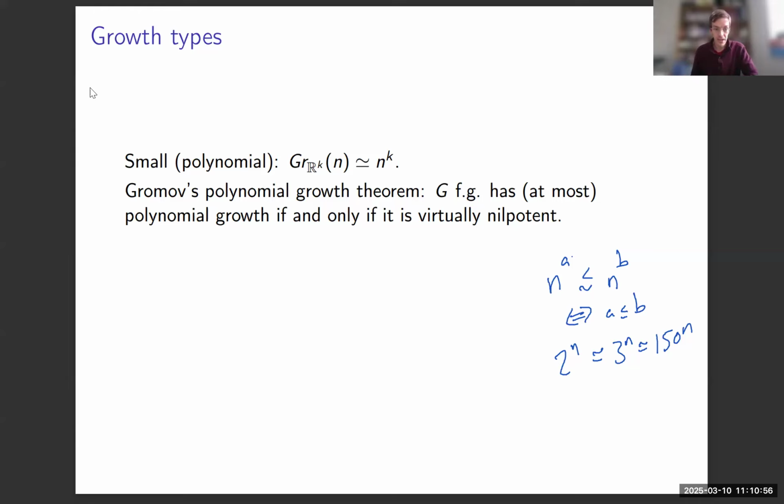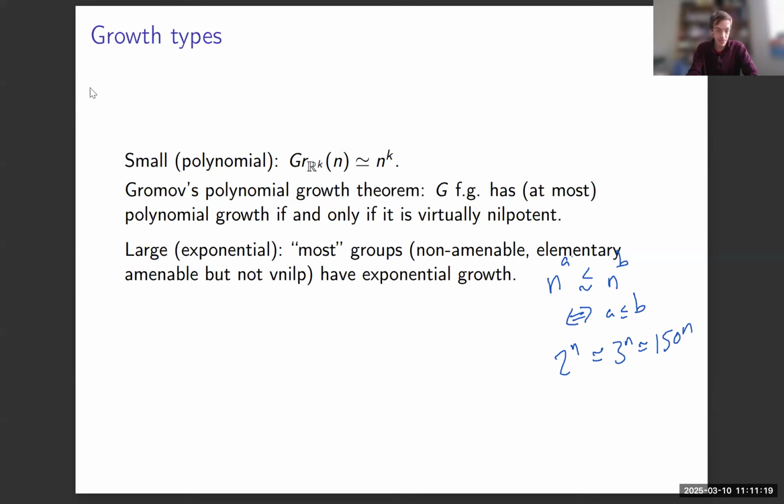Okay, so small in the case of growth is usually considered to be polynomial, so the growth function being equivalent to some polynomial. And of course, we have the famous result, Gromov's polynomial growth theorem, that a finitely generated group has at most polynomial growth if and only if it's virtually nilpotent. So we really understand the small case in this situation.